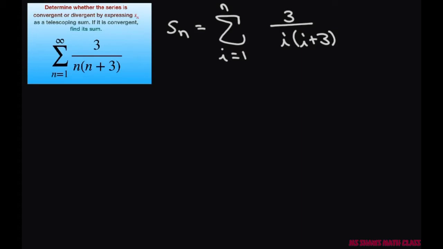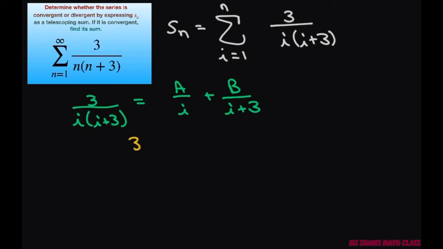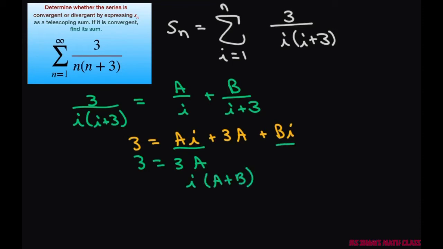Now, using partial fractions, let's do that real quick. So we have 3 divided by i times i plus 3 equals A divided by i plus B divided by i plus 3. Clear the fractions. You're going to get 3 equals Ai plus 3A, and then we have plus Bi. Now, looking at these, we get 3 is going to equal 3A, and this one is going to be i times A plus B. This is going to equal 0.